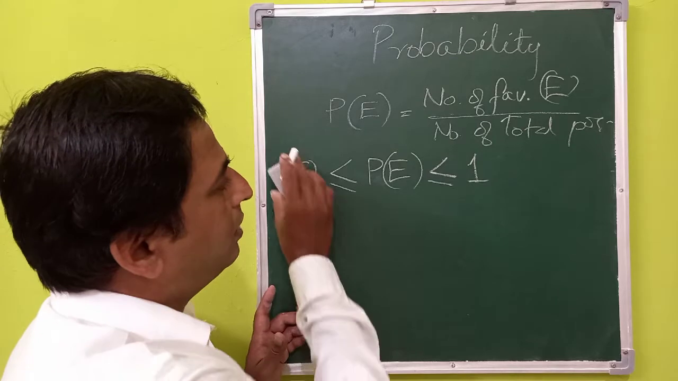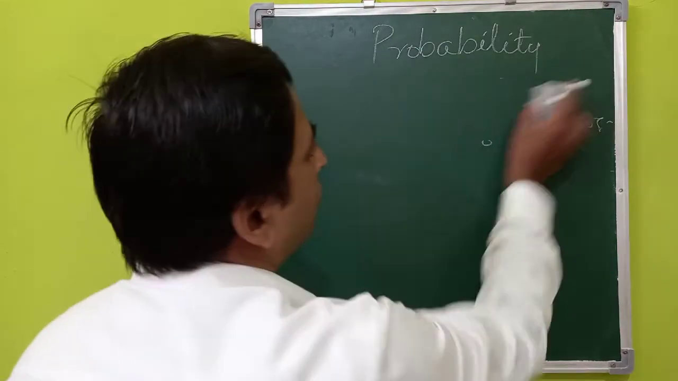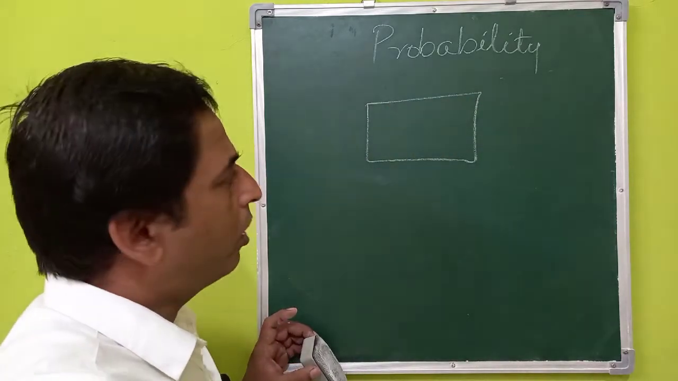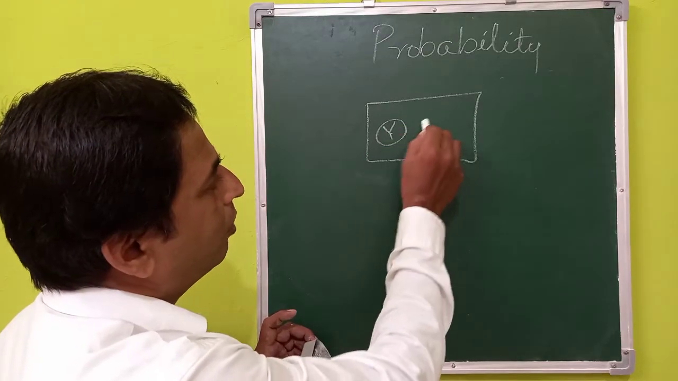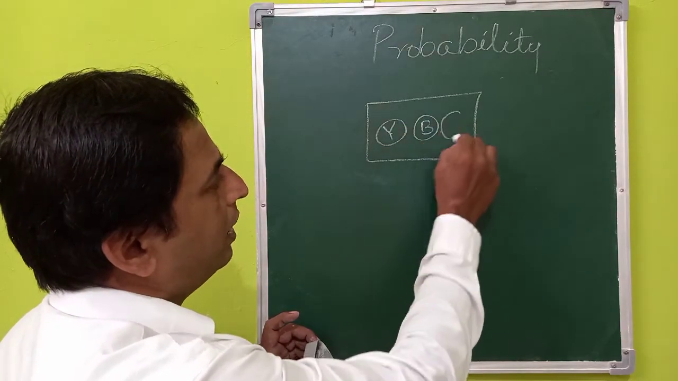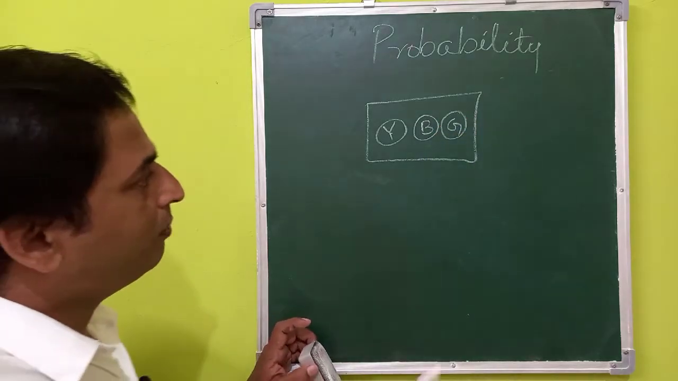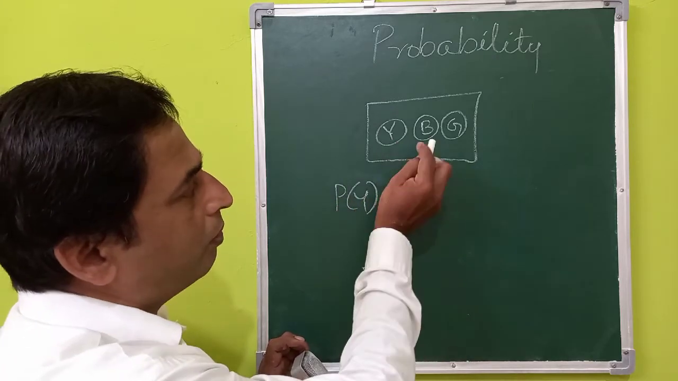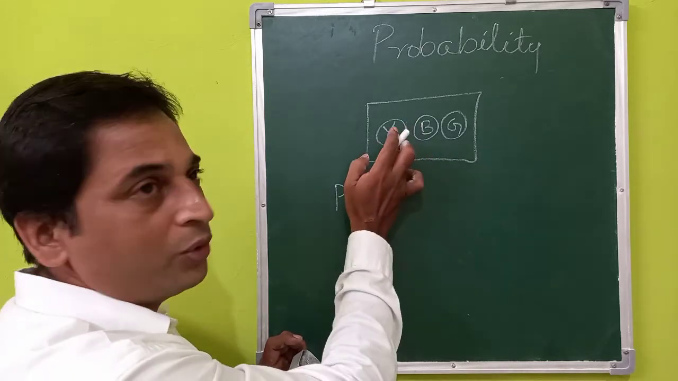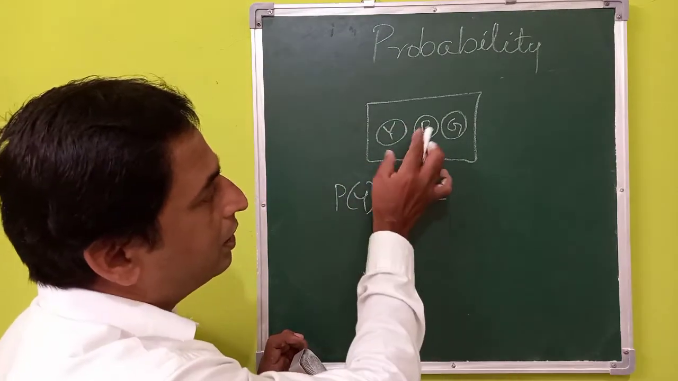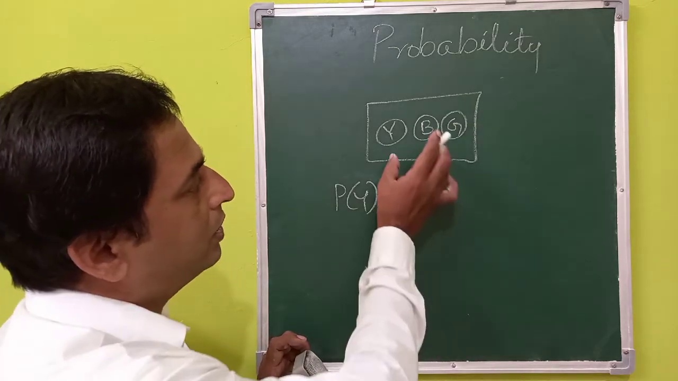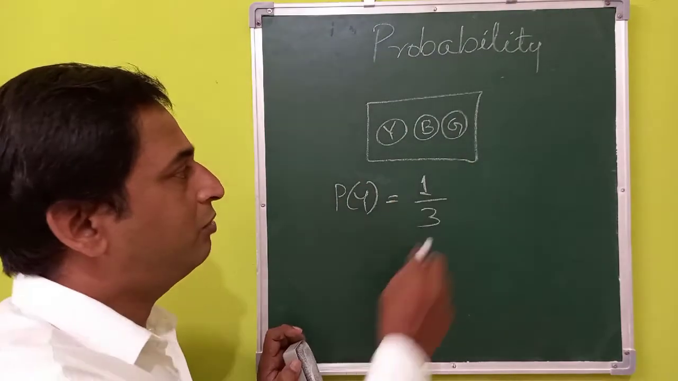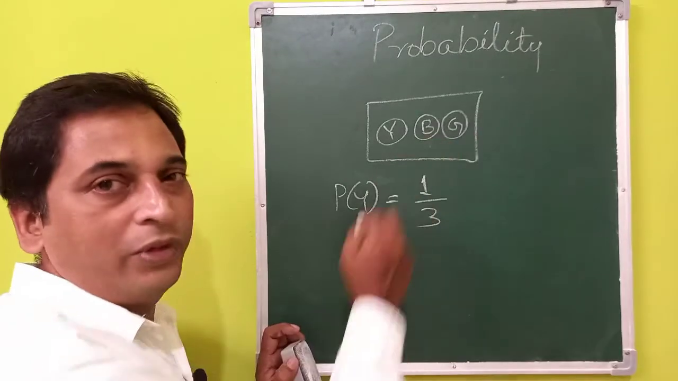Okay, so let us take another example of a box. Let us have a box here and we have 3 balls in this. One is yellow, another is blue, and the third one is green. So what is the probability of getting a yellow ball? P of Y is equal to the number of outcomes favorable to yellow ball, which is 1, divided by the total possible outcomes, which is 3. So here the probability is 1 by 3. The same applies for the probability of blue and the probability of green.